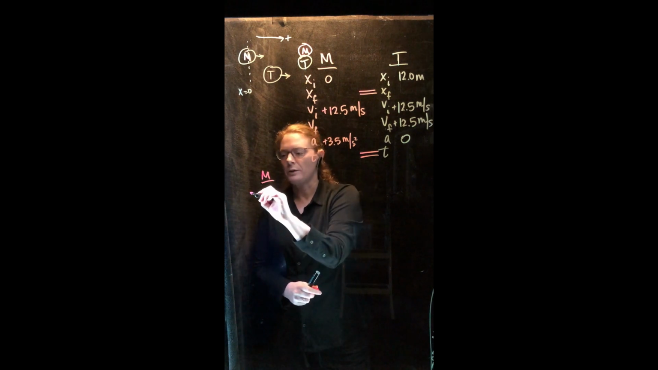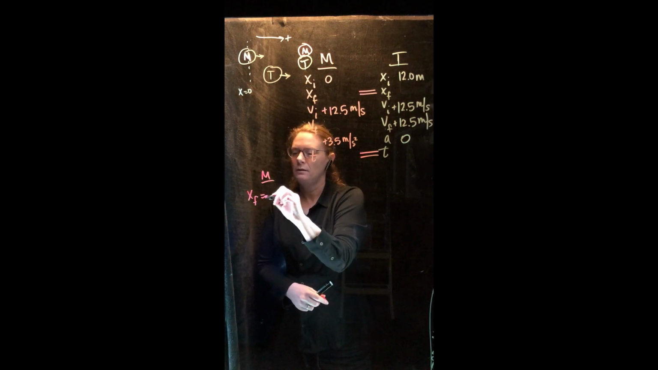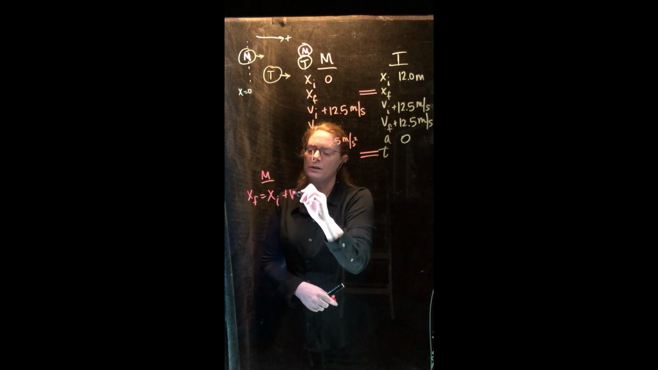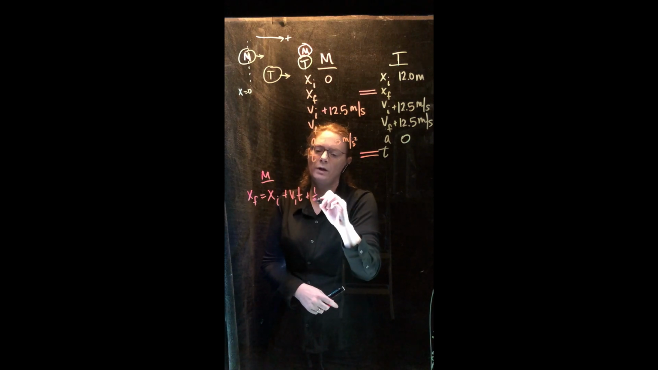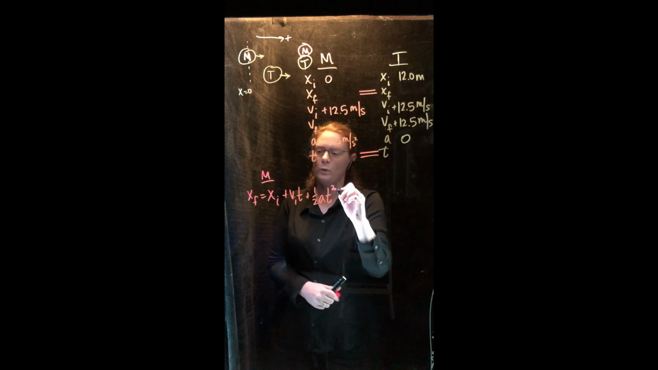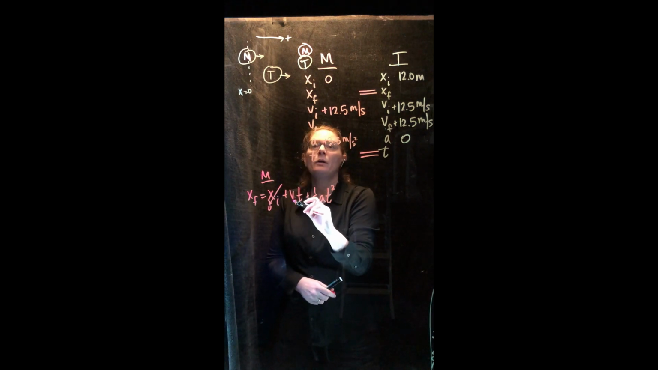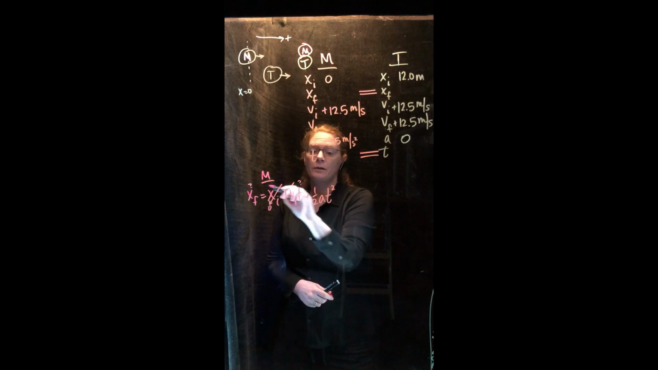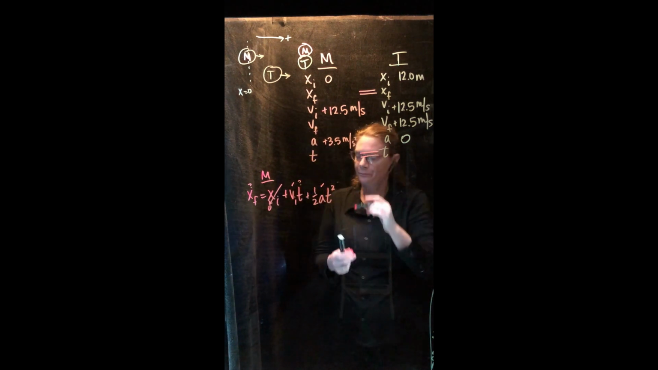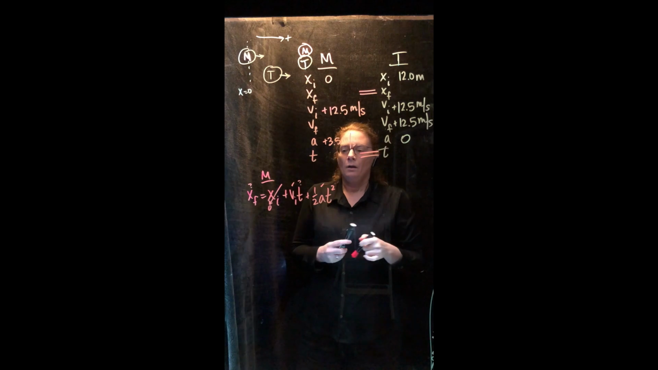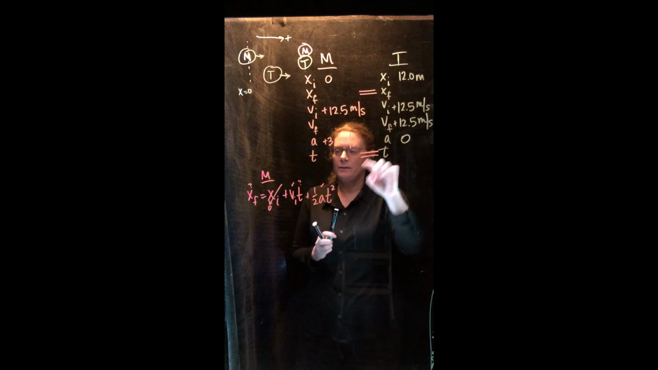How about that long equation? X final equals X initial plus V initial T plus 1/2 AT squared. Is anything 0? Well, that turns out to be 0. We're looking for time and x final, and we know our acceleration. Okay. Now we know this is the same and this is the same.